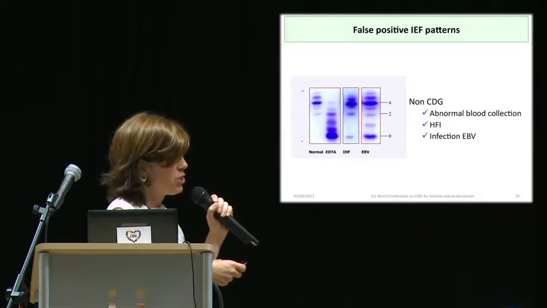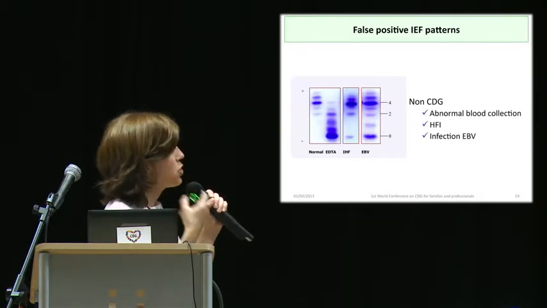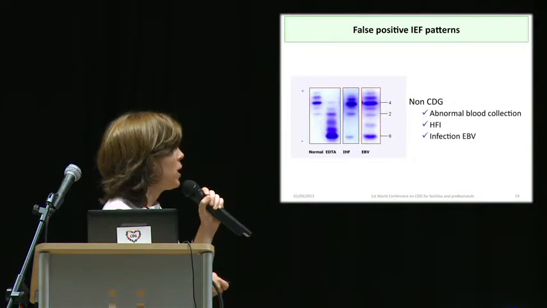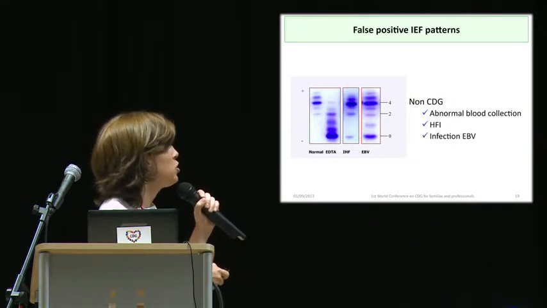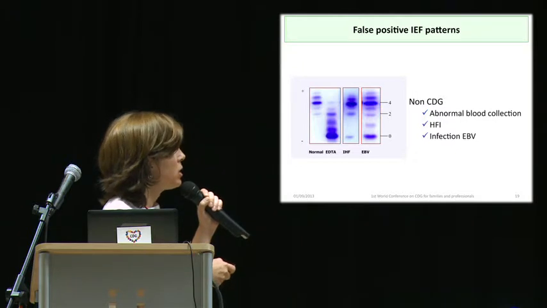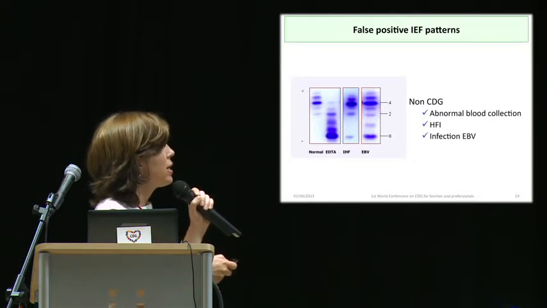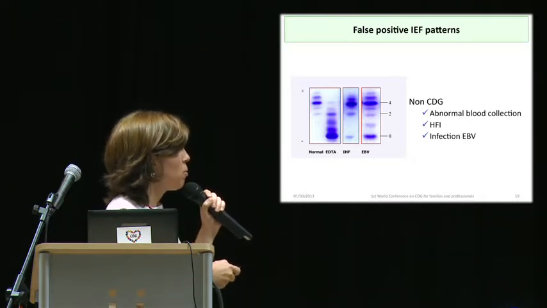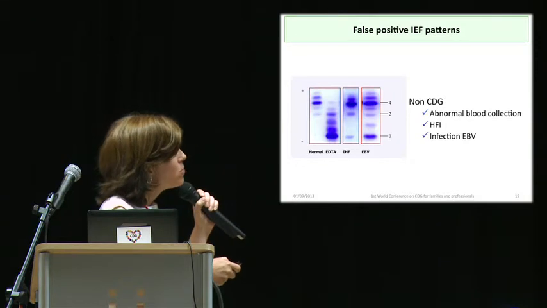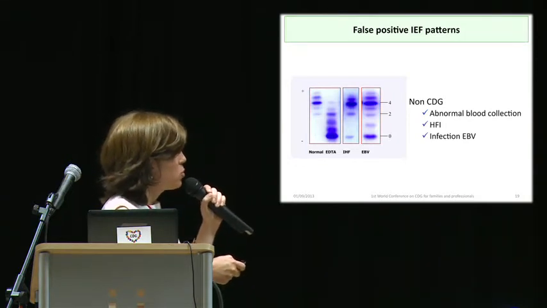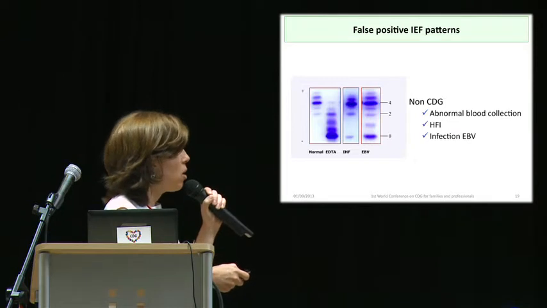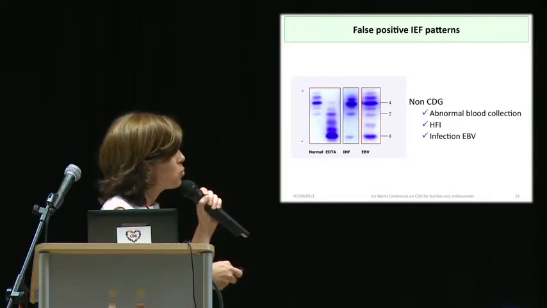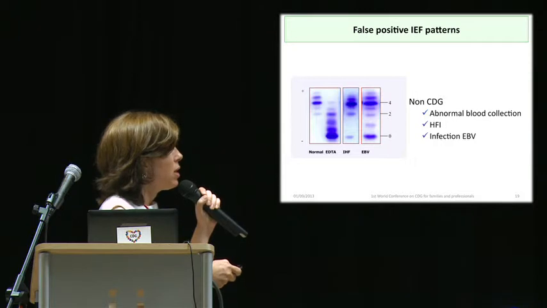Nevertheless, we have false positive isoelectric focusing transferrin patterns. We can have an abnormal pattern due to abnormal blood collection in EDTA. We also can have other metabolic disorders that cause an abnormal pattern, and also not so common situations that we found in a patient with a serious infection of EBV virus.